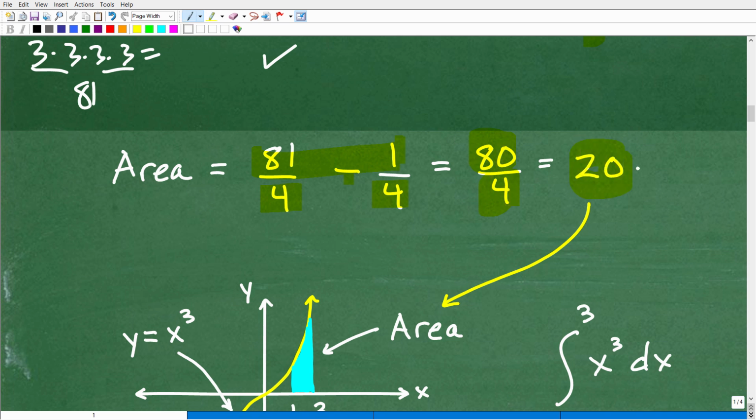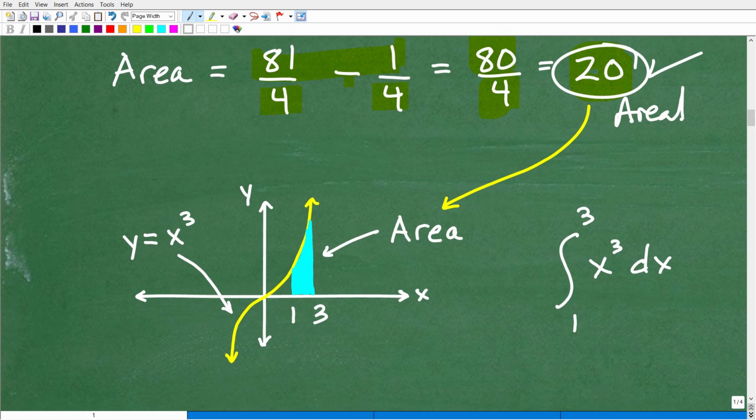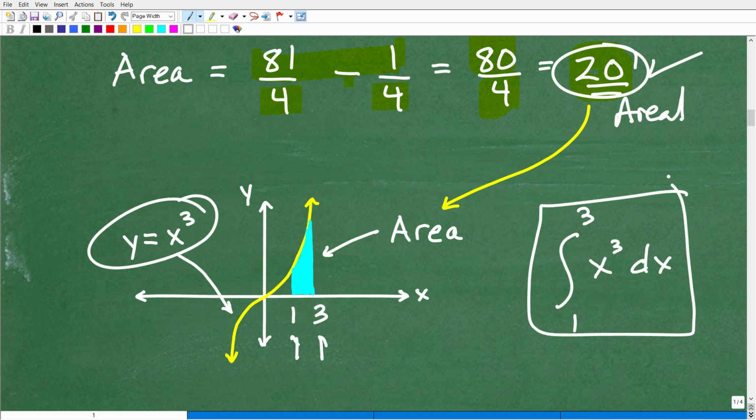And guess what, ladies and gentlemen? This is the area. Okay, this is the area. And you might be saying, what? That's the area? Yes, that's it. Okay, there's no more to do with this problem. So this region right there, bounded from 1 to 3, underneath this curve, is 20 square units, whatever those units might be. And of course, this was our setup with this integral notation, 1 to 3 with this function dx.